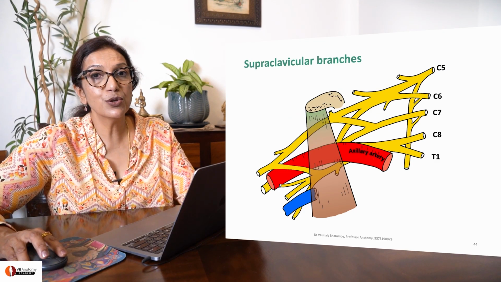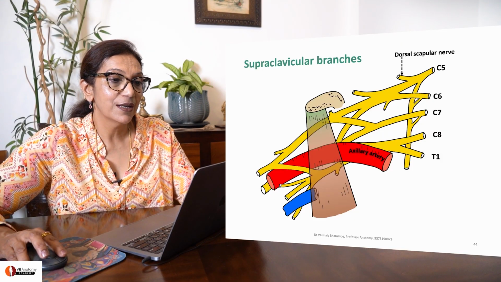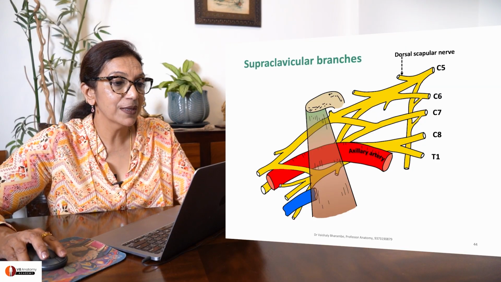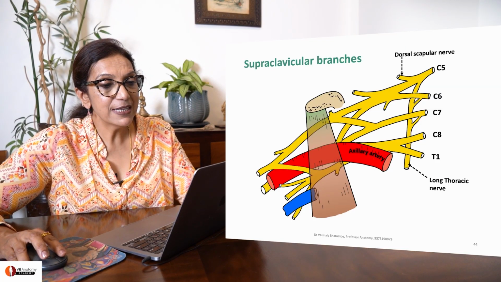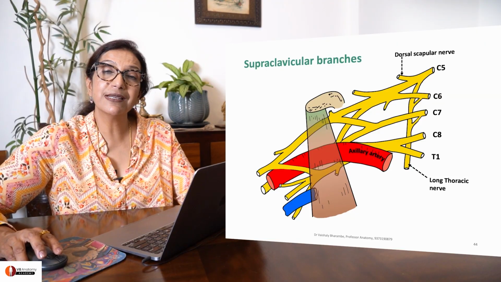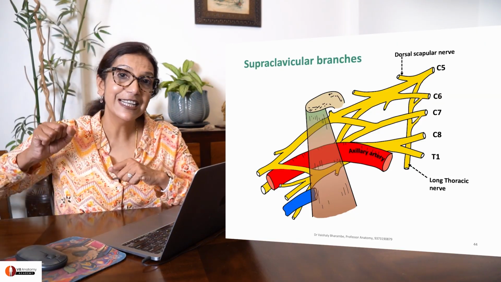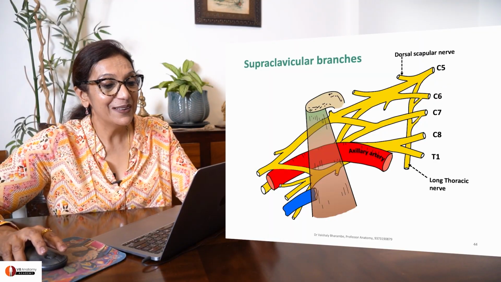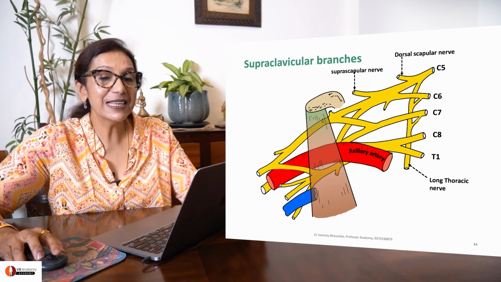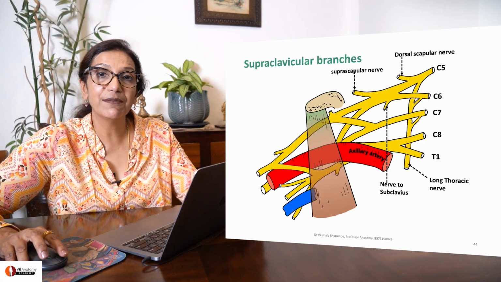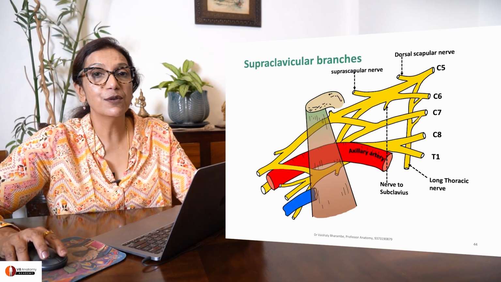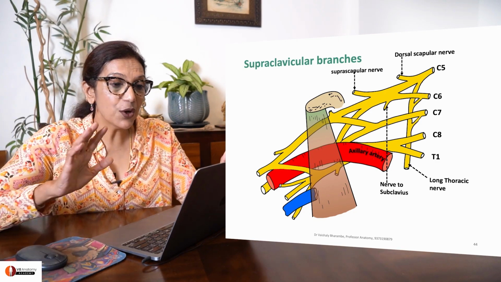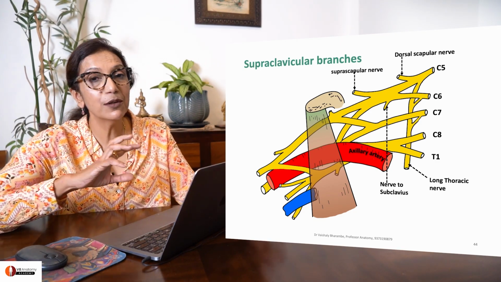So let's talk about supraclavicular branches. The first branch is given from C5: dorsal scapular nerve. C5, C6, C7 give rise to the long thoracic nerve, which supplies your favorite muscle, serratus anterior. Okay, it's the punching muscle. Right. Also suprascapular nerve and nerve to subclavius. There are many other nerves, but if we try to remember all of them, you'll probably remember none of them. So let's try and remember the ones which are easy and related to the upper extremity.